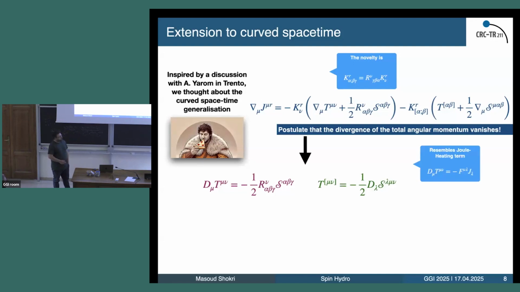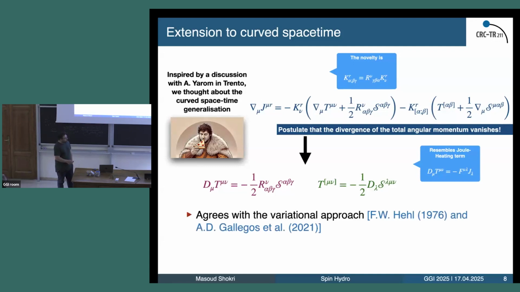So this also resembles the Joule heating term on the other side. So you have a kind of source term, and of course, if you use the Belinfante gauge, that S vanishes, and if you believe that the Belinfante and Hilbert tensors are the same, you will end up with T mu nu being conserved. And as I said, this agrees with the variational approaches that were taken by Hehl back in the day and also by these people.